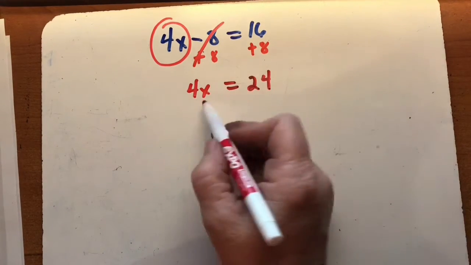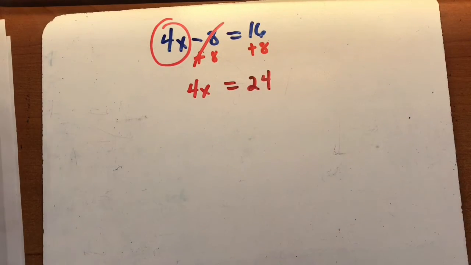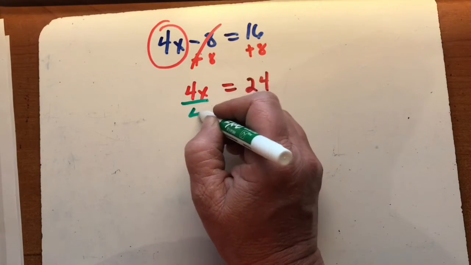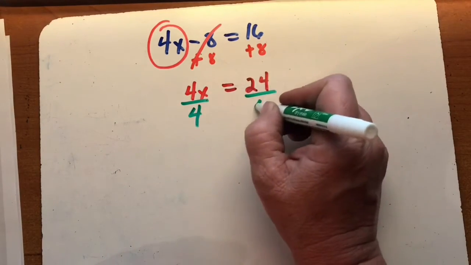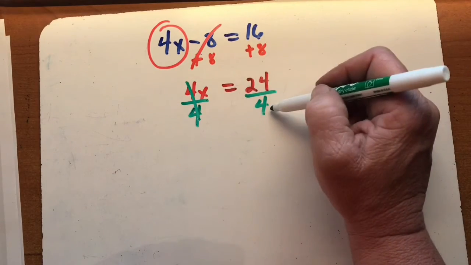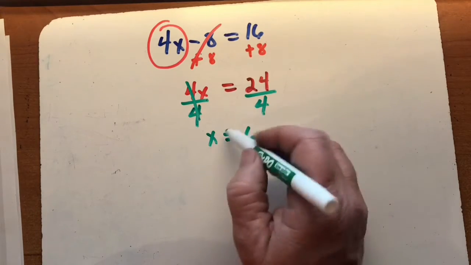Okay, now all that's left is multiplication. So I need to undo multiplication by doing opposites. Opposite of multiplication is division. Divide both sides by that 4. This 4 goes away over here. Okay, and I'm left with x. 24 divided by 4 is 6. Voila.